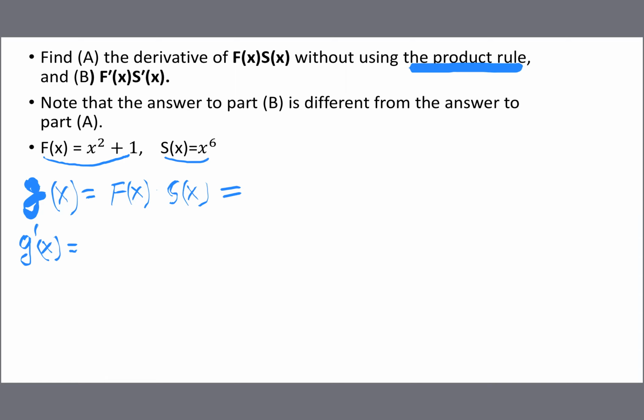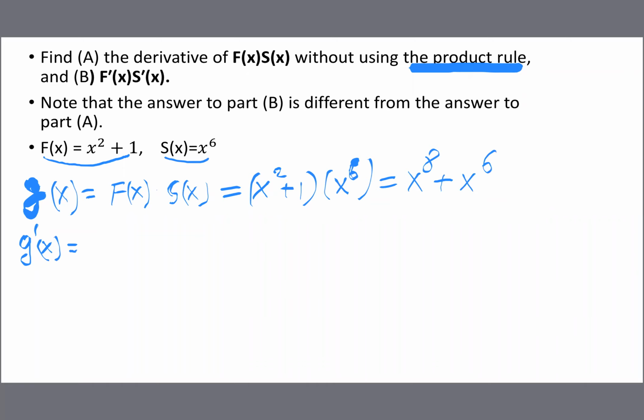So what we're going to do is we're going to simplify. So let's find g of x first, x squared plus 1 times x to the 6. So distribute x to the 6. X to the 6 times x squared is x to the 8th plus x to the 6.